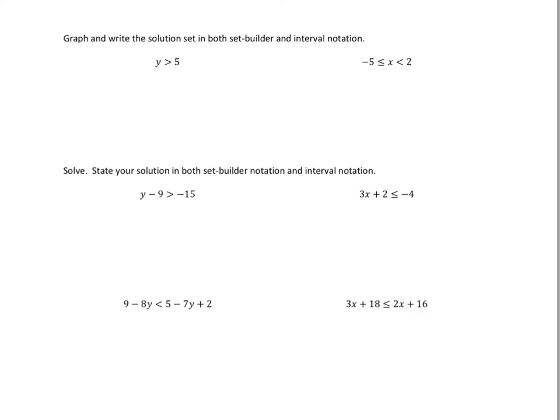So if we look at the first thing that we're supposed to do, we're supposed to graph and write the solution set in both set builder and interval notation. So we have y is greater than 5.